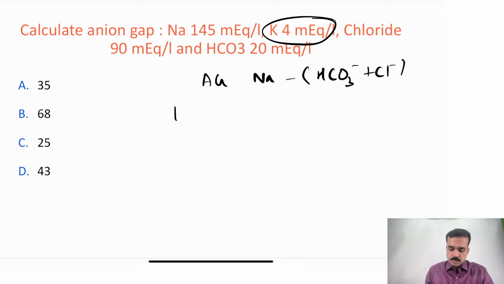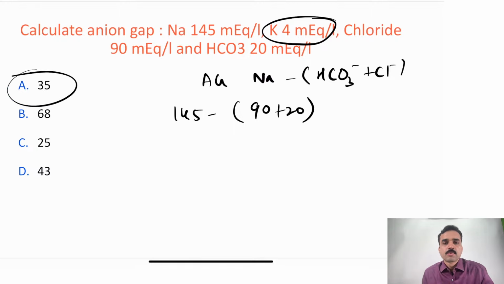So here in this case, 145 minus (90 plus 20), that's 110, so you get the answer as 35. The normal anion gap is up to 12, but by convention you can take it to be from 8 to 12, so you can take it to be 10 also. Anytime it's clearly above 10, you should take it as abnormal. So that's anion gap.